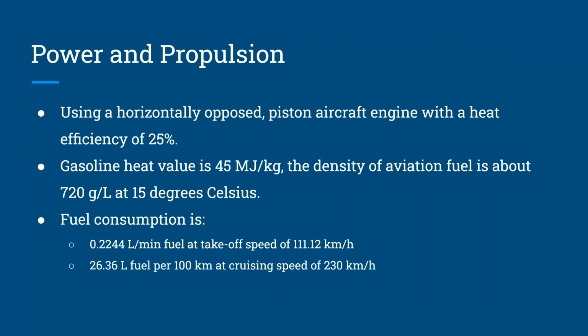For propulsion, we used a horizontally opposed piston aircraft engine with a thermal efficiency of 25%. The gasoline heat value was 45 megajoules per kilogram, and the density of aviation fuel is about 720 grams per liter at 15 degrees C. Those got us a fuel consumption of about 0.22 liters per minute at a takeoff speed of 111 kilometers per hour. And then at cruising speed of 230 kilometers per hour, our fuel consumption is 26.36 liters of fuel for every 100 kilometers traveled.